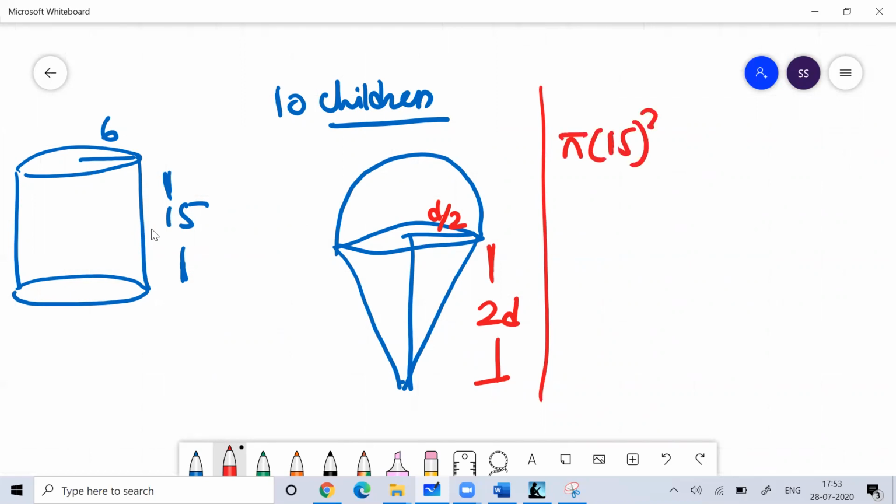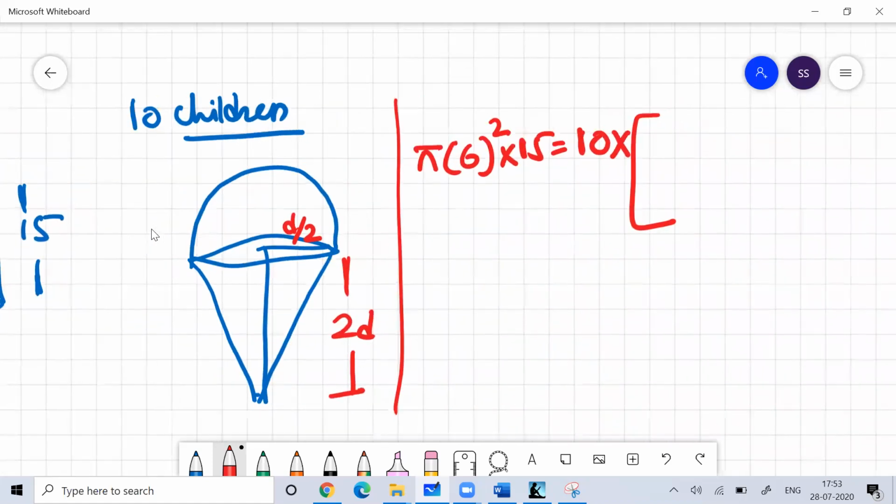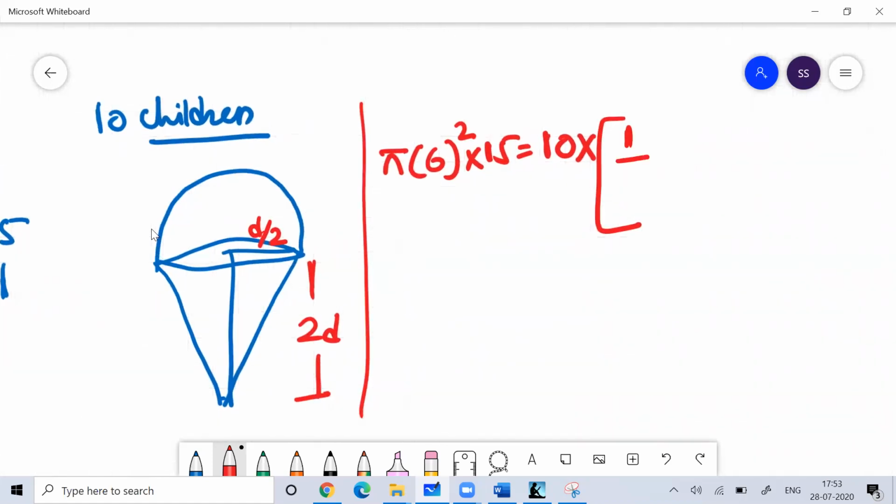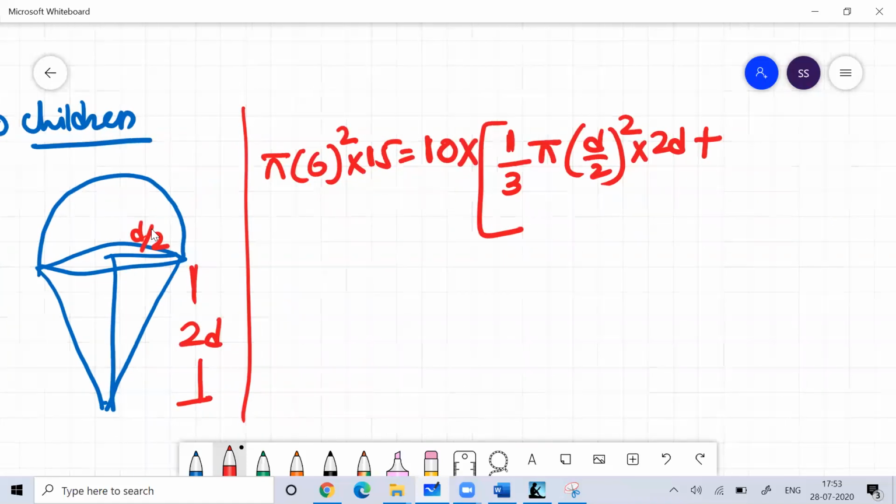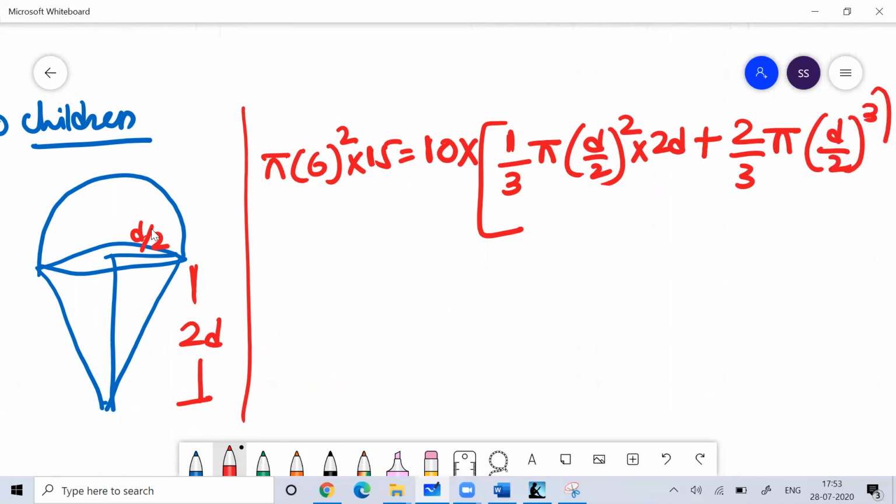This is a cylinder, pi r square h, where r is 6, not 15. So pi r square h is equal to, they're giving it to 10 children, is equal to the sum of the cone. The cone is 1 by 3 pi r square, d by 2 square, into h. H is 2d, plus the volume of the hemisphere. Hemisphere volume is 2 by 3 pi r cube, so d by 2 cube.